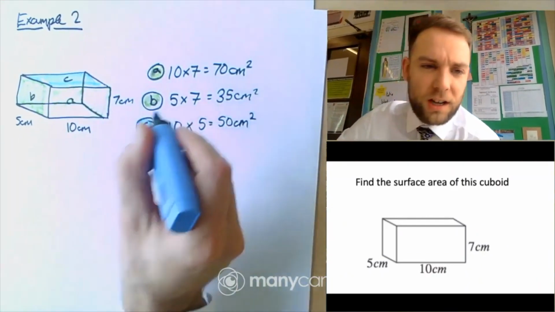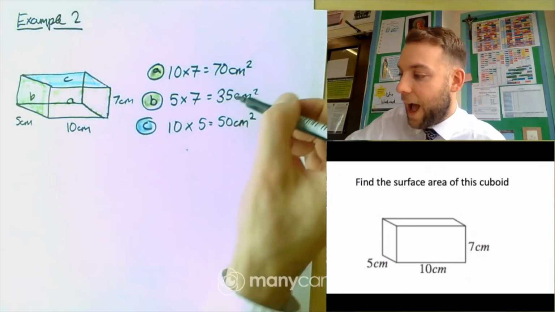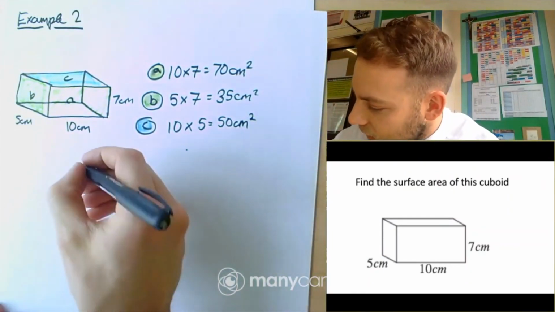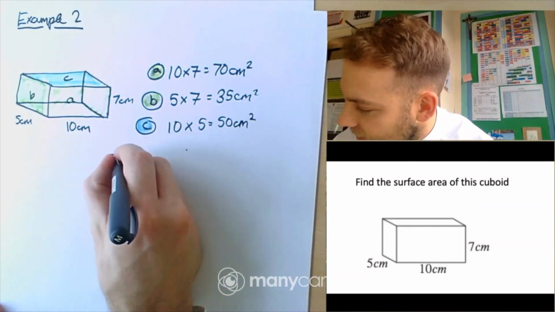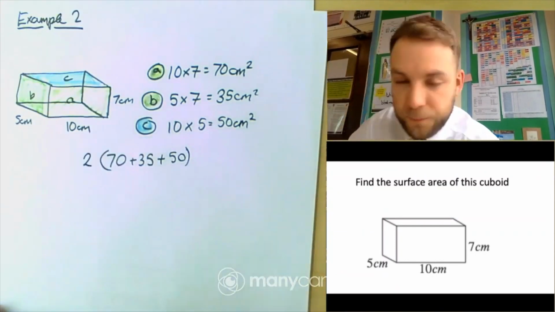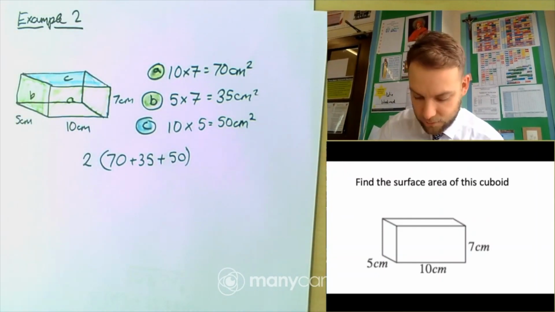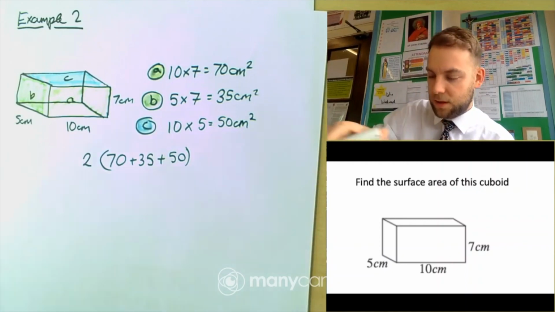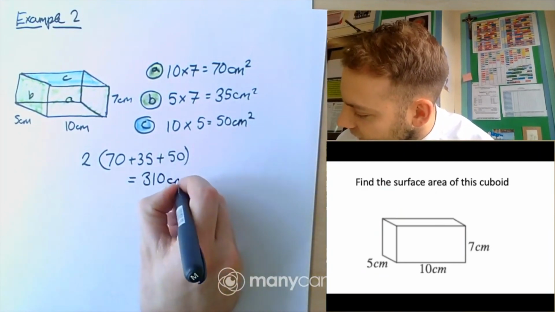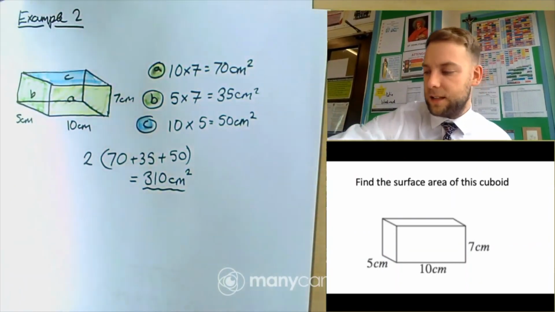Because we've got matching pairs of all of these, so the front and the back, side and side, top and bottom, we need to add all of these together and times by 2: front, back, side, side, top and bottom. So it's going to be 70 plus 35 plus 50 times by 2. So 70 plus 35 plus 50 times by 2 is equal to 310 centimetres squared. And that's that one done. Nice and easy.